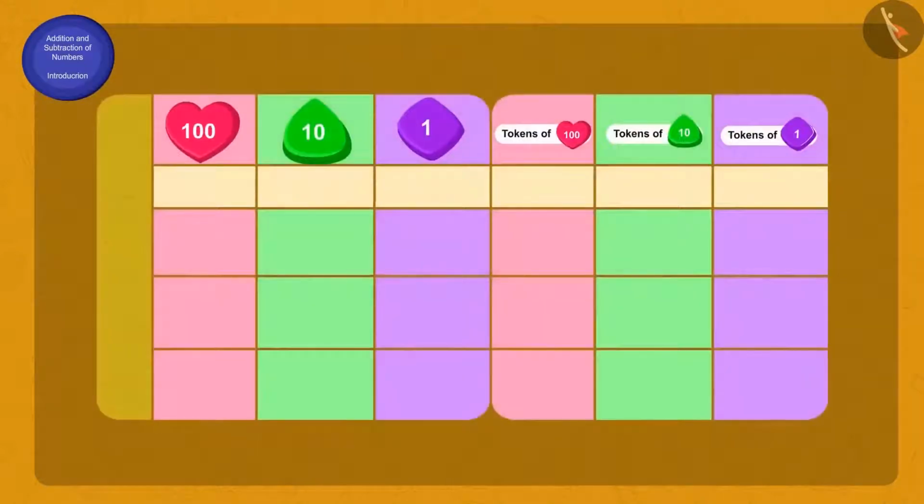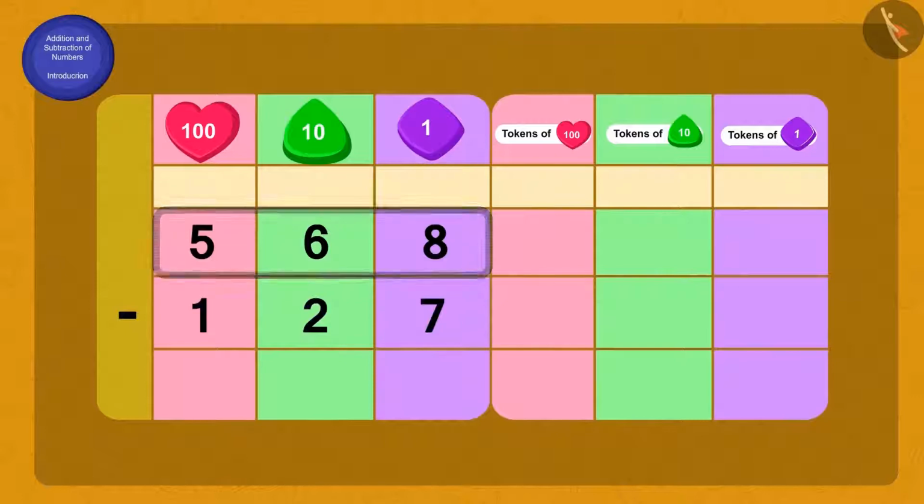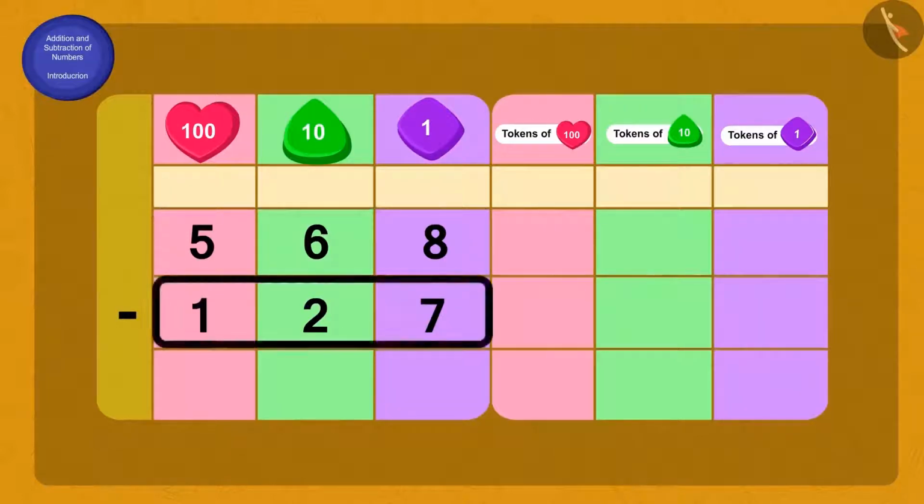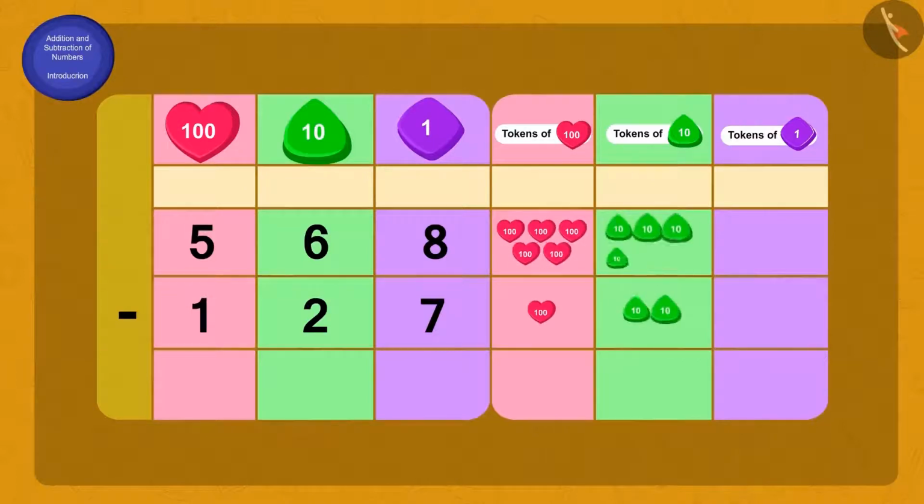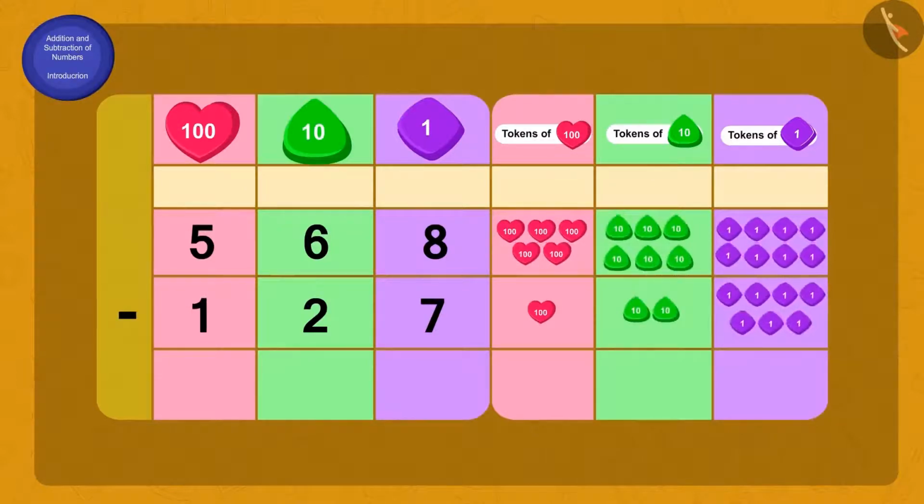To know the number of sheep left with Appu, we will subtract 127 sheep from 568 sheep. We will write 568 and 127 this way using 100, 10 and 1-digit places like this in the place value chart. What should we do now? On subtracting the digits 8 and 7 in the ones place, we get 1. What do we do next?